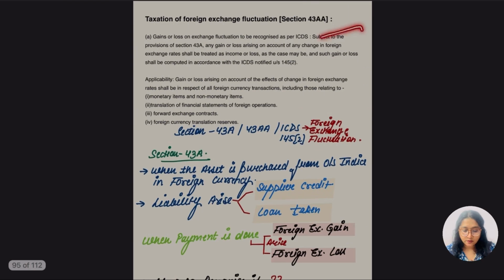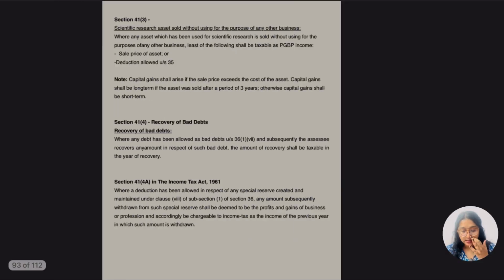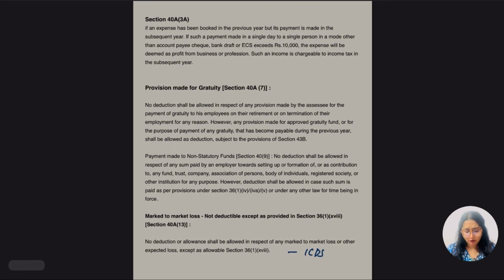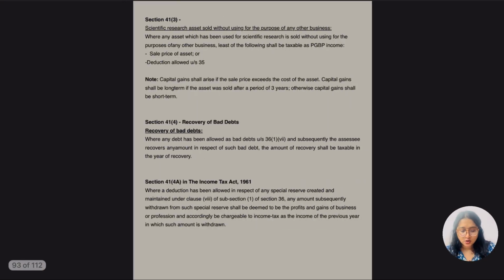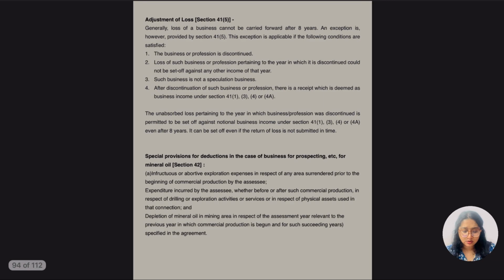This part is definitely important, guys, and for Section 41 we have already covered a major part. In Section 36, this is the treatment if recovery of losses happens. Simply, it is going to be taxable, nothing much new here. We should know the treatment for things like scientific research, you just have to read it.